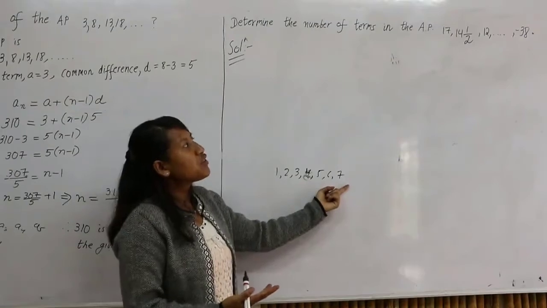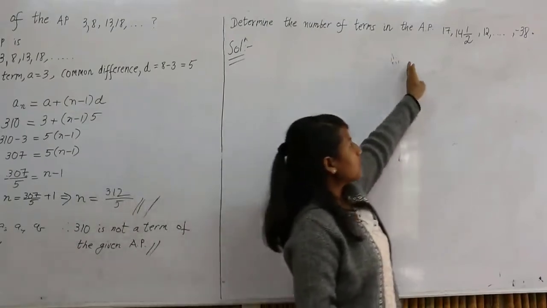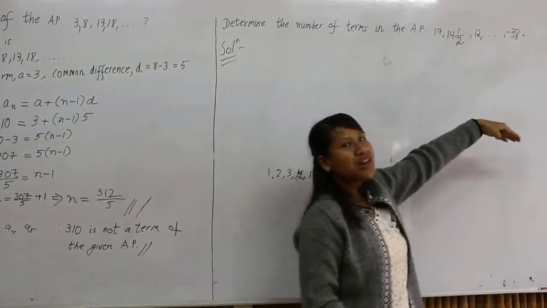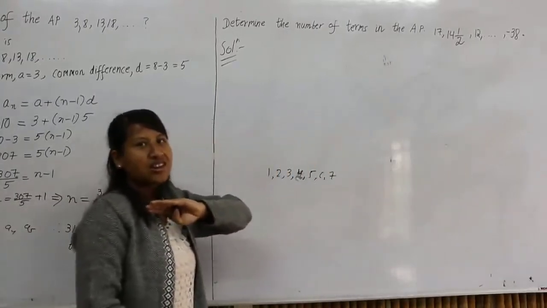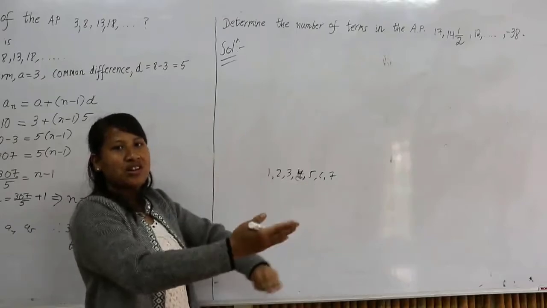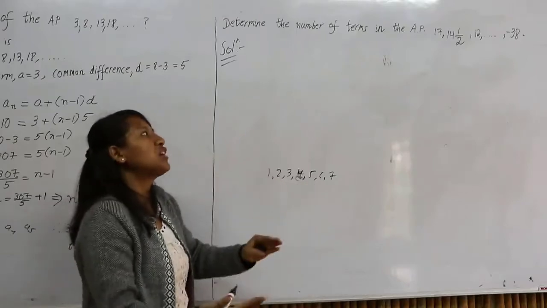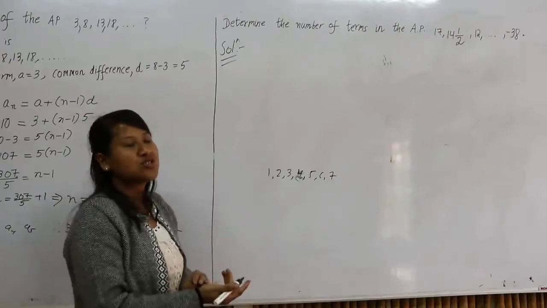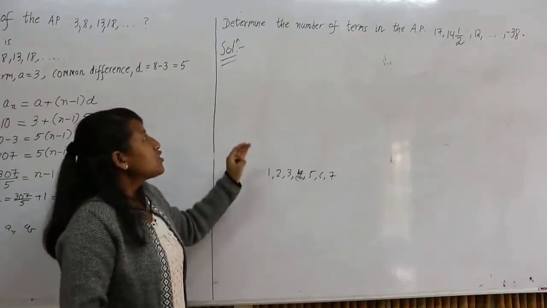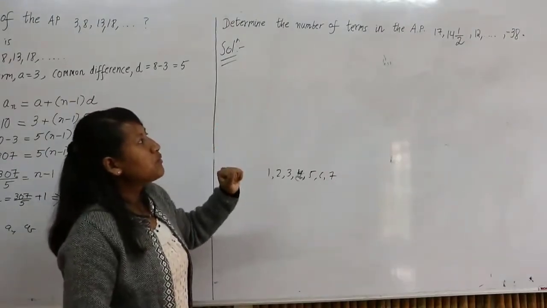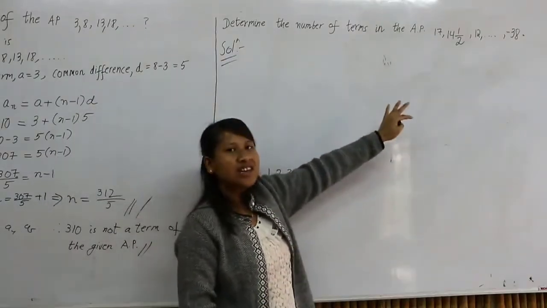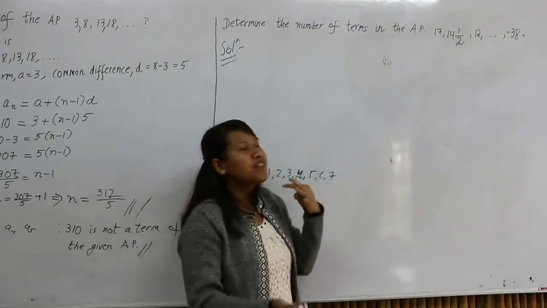But if you look in this AP, there are some terms which are missing, and then the last one they have given is minus 38. So you cannot count 1, 2, 3 and make out that they have that much of terms. So how to solve this problem? The advantage is again just what is an AP. You can do wonders with AP.